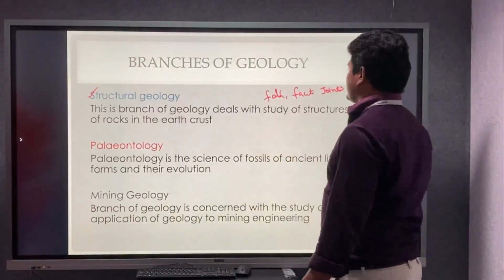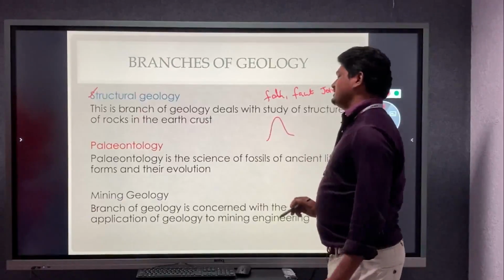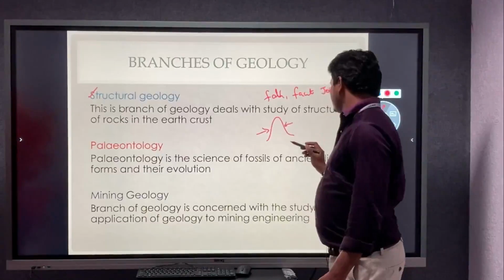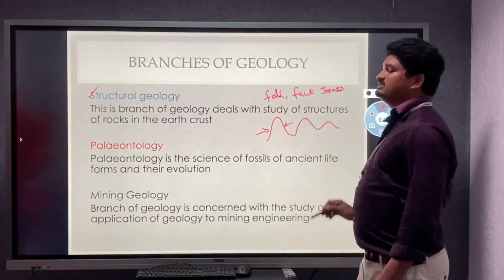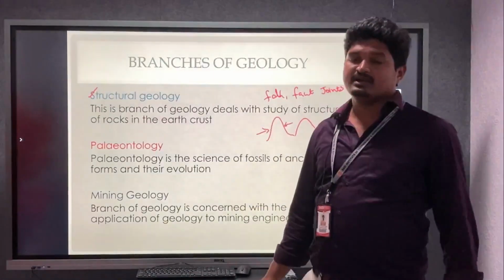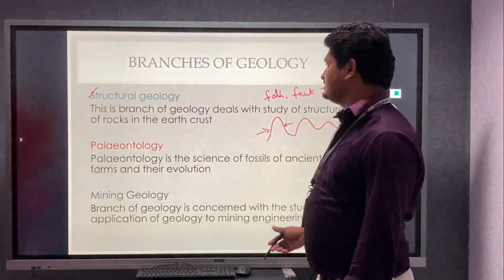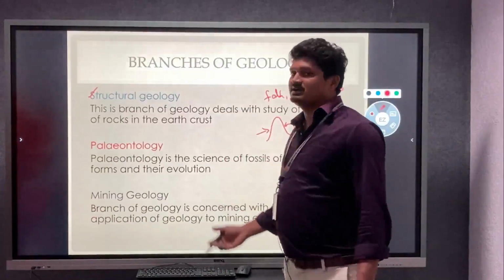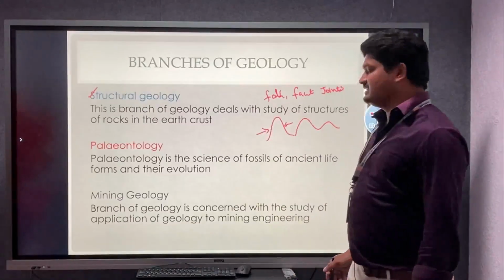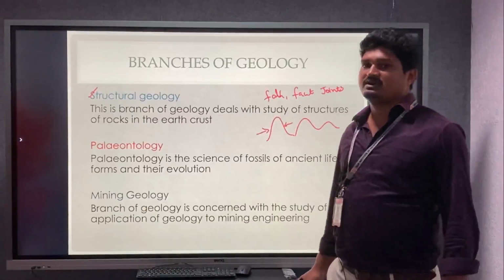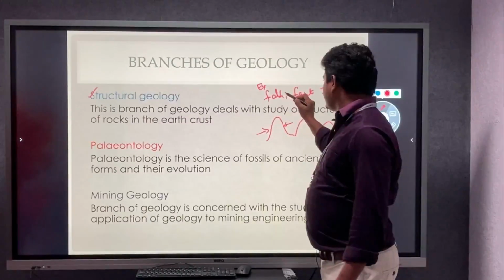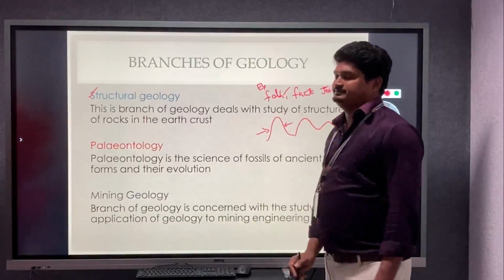For example, a fold is an undulation of rock strata: forces act on the rock body and make it undulate into different shapes. That we call a fold. These secondary structures are identified in the rock strata, so in structural geology we identify them. This is a branch of geology that deals with the different structures of rock in the earth crust, for example fold, fault and joints.